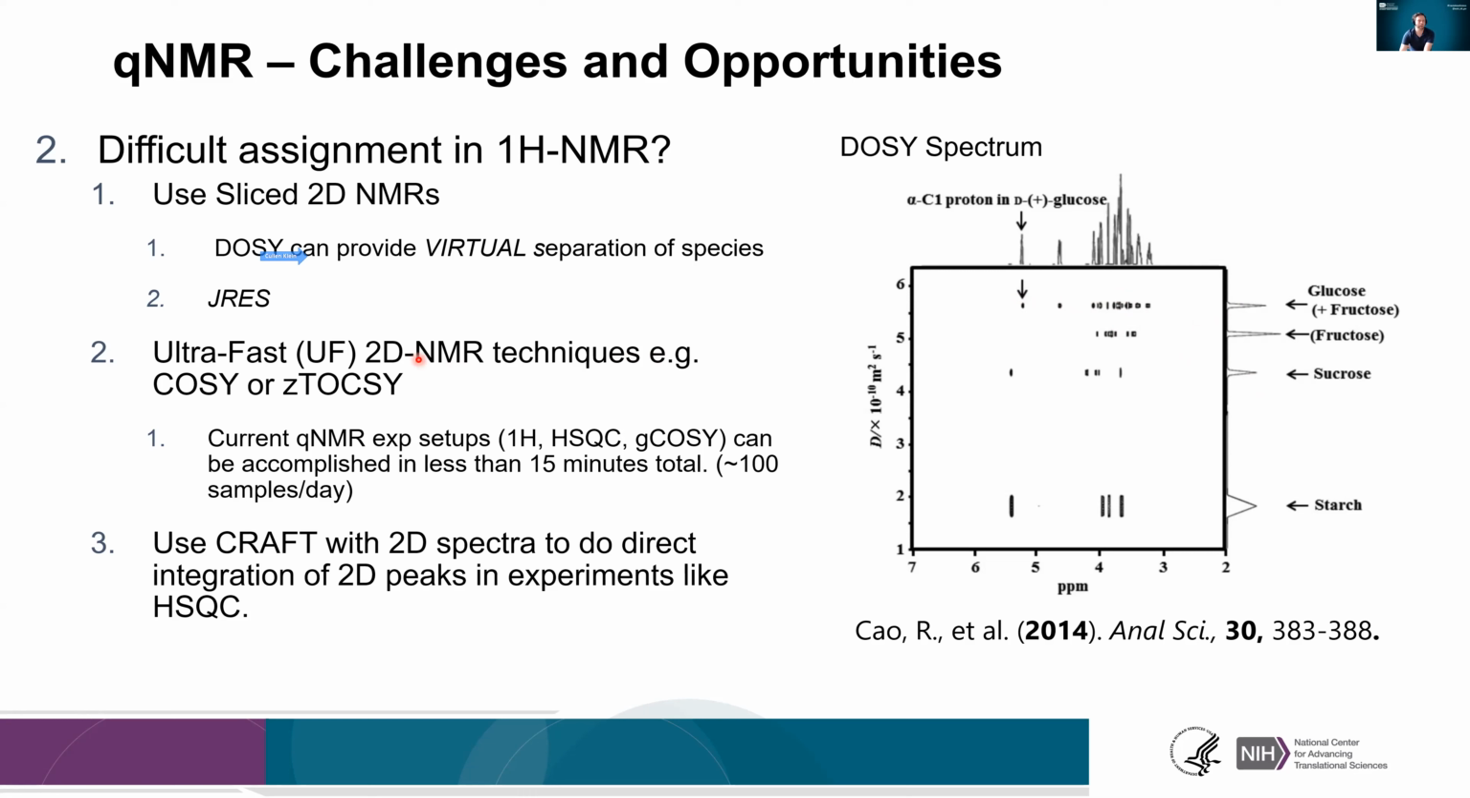Other ways that we're doing it is ultrafast 2D NMR techniques like GCOSY and Z-TOCSY, which if put together, you can accomplish in a very short period of time. And then once we have a better handle on how to use CRAFT in one dimension, it is possible to use CRAFT with 2D spectra and do direct integration of 2D peaks and things like HSQC.